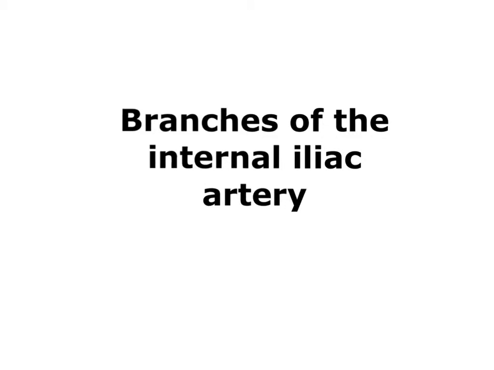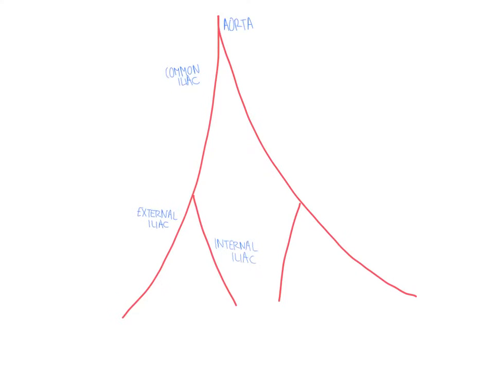This video is about the branches of the internal iliac artery. The aorta bifurcates into two common iliac arteries. The internal iliac artery comes off the common iliac artery at approximately L5. This crosses the pelvic brim and terminates in the pelvis, while the external artery continues into the lower limb.